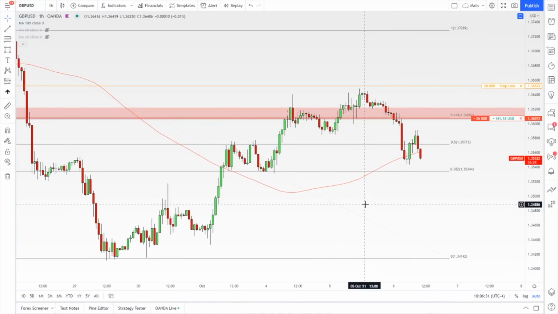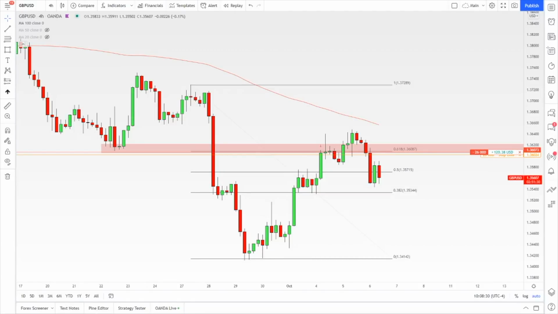So at this point, I'm probably going to update this position, probably move my stop loss to break even. So I'll just move this stop right there. And then from there, we will give this trade some time to play out, and I will come back once things have updated.